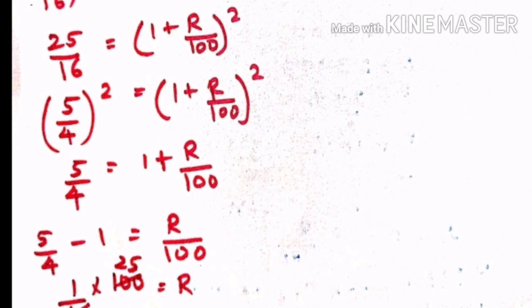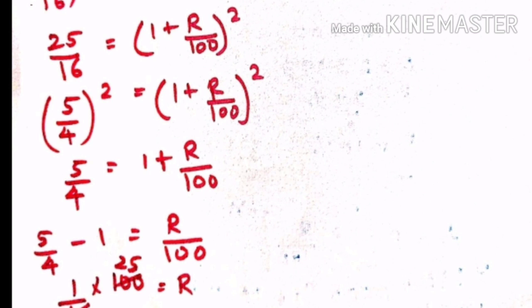That 1 from the right side goes to the left side, it becomes minus 1. So 5 by 4 minus 1 is equal to R by 100. Now 5 by 4 minus 1 becomes 1 by 4, and that 100 I have to multiply in cross. So 1 by 4 into 100 is equal to R.